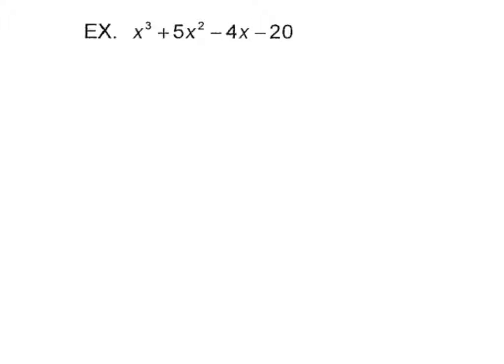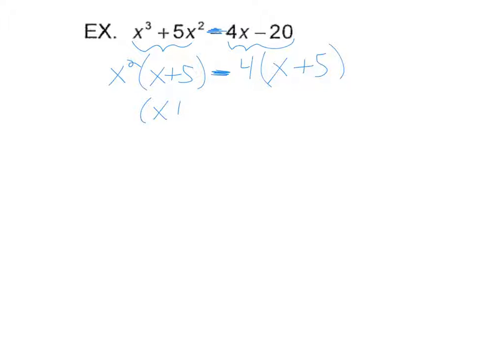This is a grouping problem because it has 4 terms, so we'll group together the first two and the last two. Out of the first two, I can factor out an x squared, which would leave me with x plus 5. Now I have a minus, so I need to write a minus here. Out of 4x and 20, I can divide out a 4, but I'm dividing by a negative 4. So negative 4x divided by negative 4 would be positive. Negative 20 divided by negative 4 would be positive 5. So I have x plus 5 times x squared minus 4.